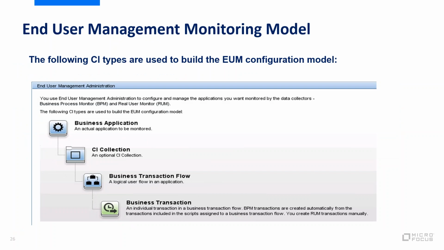Yeah, here this would be the structure, but the structure we follow most of the times is called business application. We'll be skipping the CA collection because we might not be having multiple CA collections, but some customers would create it. The general structure most of the customers use is, first they'll start from the bottom, business transaction, and then business transaction flow, and then business application. These are the 3 levels in the hierarchy.